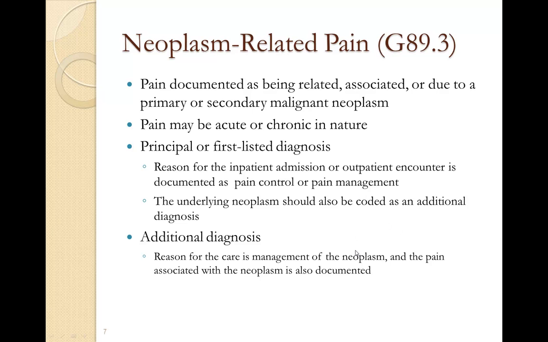If a patient has neoplasm-related pain, it's category G89, and then we have the .3 subcategory that indicates neoplasm-related. So any sort of pain that's documented as being related, associated with, or due to a primary or secondary malignancy, and it can be acute or chronic in nature. If they're coming in for pain control or pain management, then it's going to be your principal or first listed diagnosis. If they're coming in for something to do with the neoplasm, that's going to be listed first, and then you would just have this as an additional code.